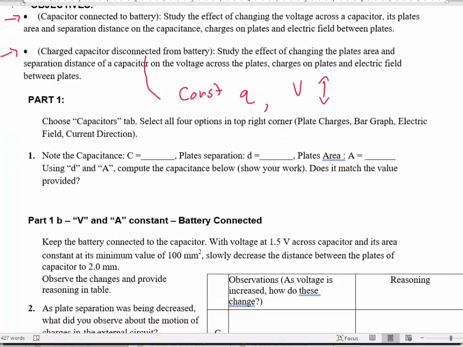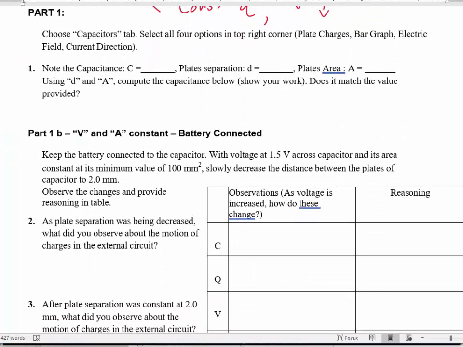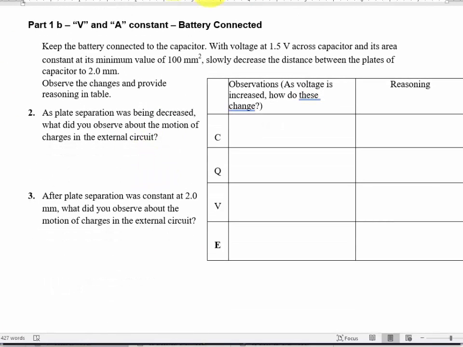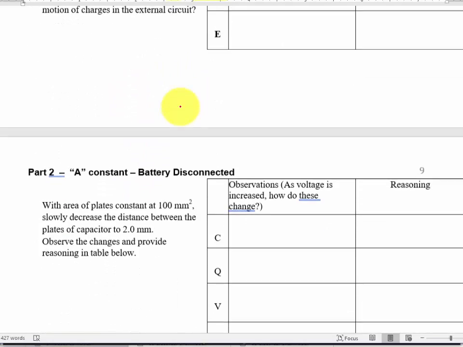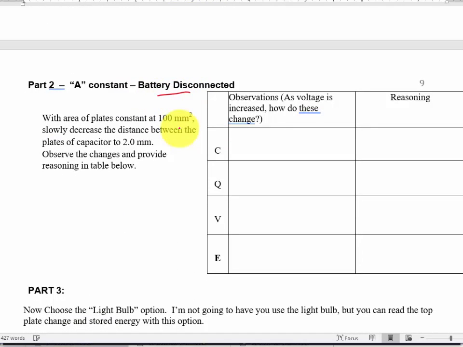So that's more or less what you're going to do for the first part of this. That is going to be having the battery connected, and then come down here and do that with the battery disconnected.